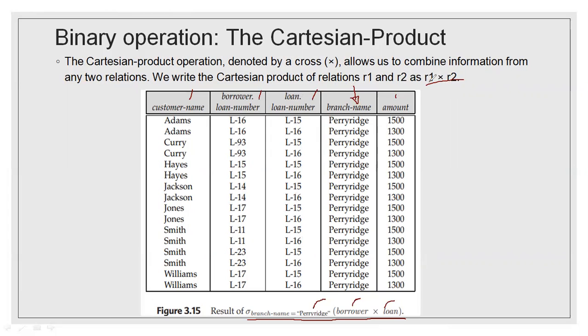So this is relation 1 and this is relation 2. Relation 1 is borrower and relation 2 is loan. So all the possible combinations are taken into consideration. I hope you got this Cartesian product. Draw different tables and work on that, you will come to know.